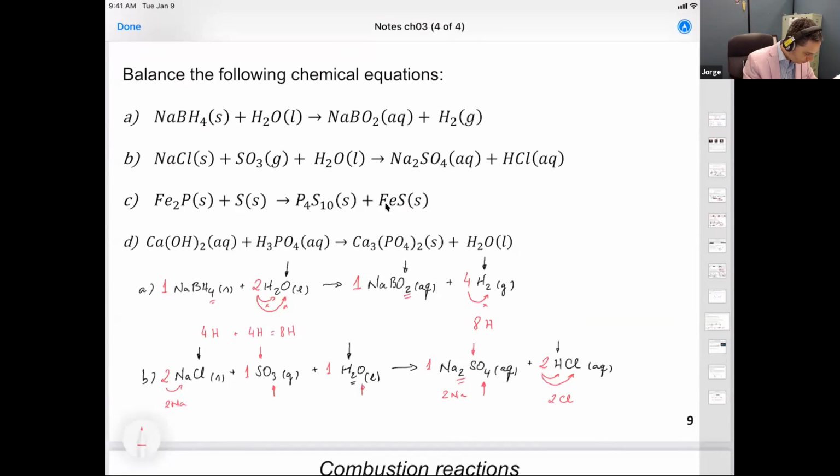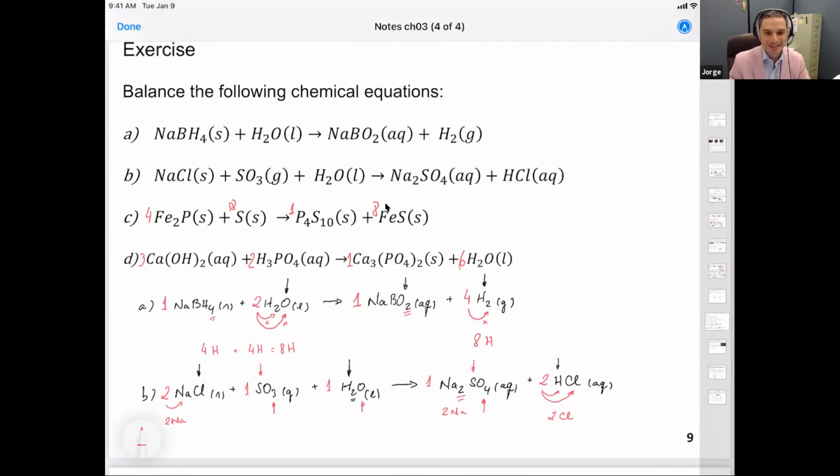So unfortunately, we don't have time for C and D. So I'm going to give you the answer here. For C, we have 4, 18, 1, and 8. And for D, that's going to be 3, 2, 1, and 6. Okay, so balancing is trial and error. Start with a number, and then we will adjust the numbers accordingly. Okay, so that's right on the mark for today.